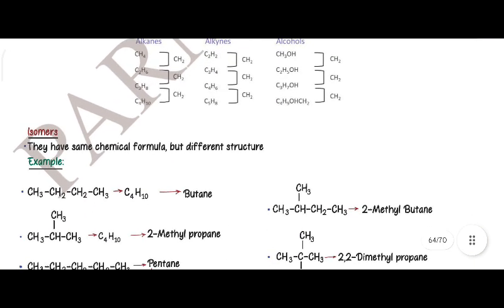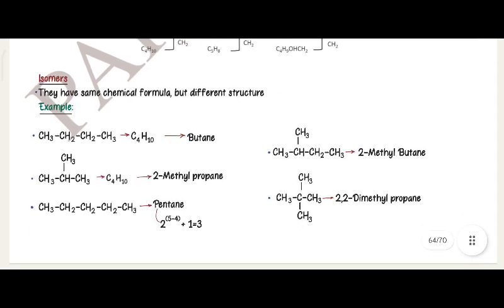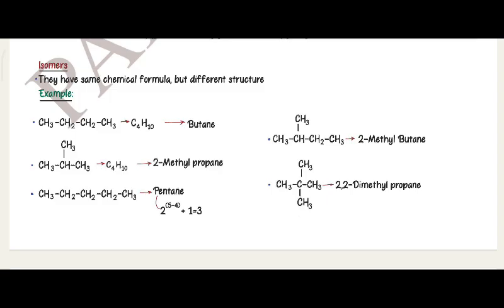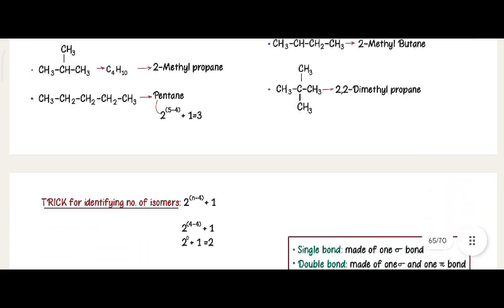Isomers have the same chemical formula but different structure. Example: CH3, CH2, CH2, CH3, C4H10 butane, and CH3, CH, CH3, CH3, C4H10 2-methyl propane. And CH3, CH2, CH2, CH2, CH3 pentane. Then CH3, CH, CH3, CH2, CH3, 2-methyl butane, and C, CH3, CH3, CH3, CH3, 2,2-dimethyl propane.